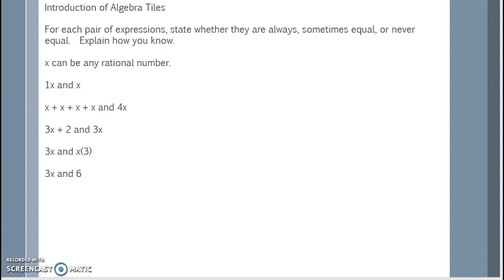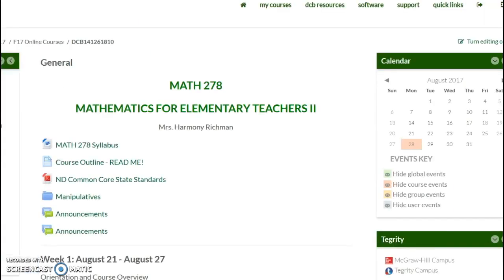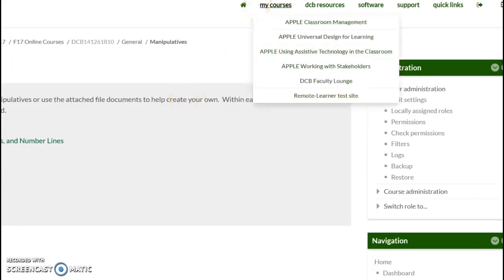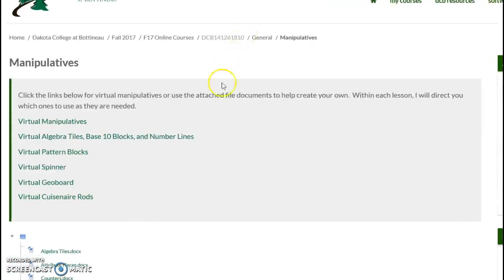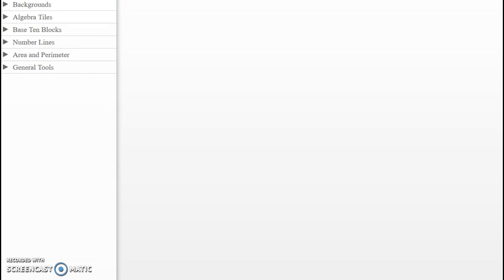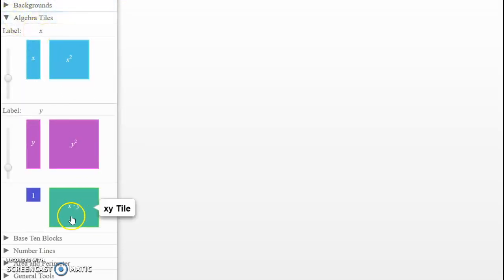To get to the algebra tiles that I'm going to use in our class, I'm going to click manipulatives, and move this over for you. And I'm going to click on the second one, the algebra tiles and base 10 pieces. So it comes up in this screen. I really like these particular algebra tiles. By clicking here, we have our list.